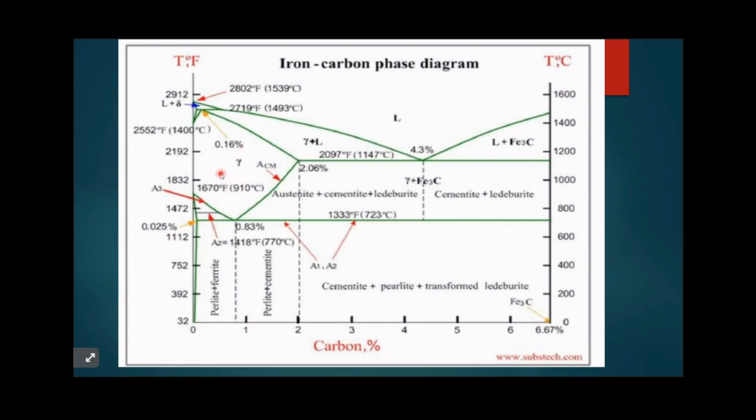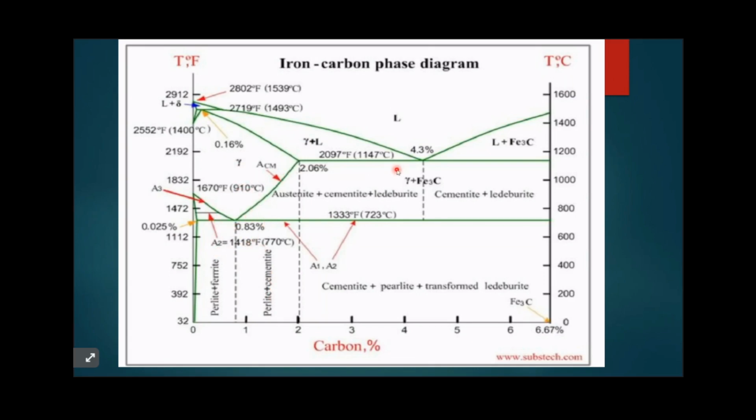As the temperature slowly falls, at 1670 degrees Fahrenheit, or 910 degrees Celsius, the austenite will be converted into pearlite plus ferrite, or pearlite plus cementite. Pearlite plus ferrite in the case of low carbon steel or medium carbon steel, and pearlite plus cementite in the case of high carbon steel. So these are the different phase structures of steel.